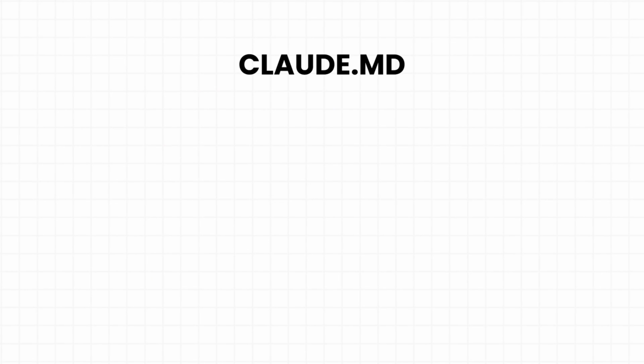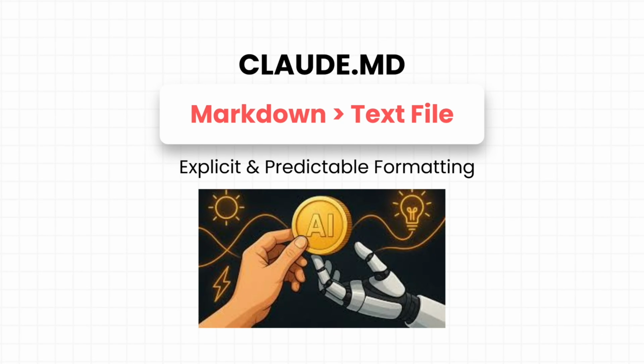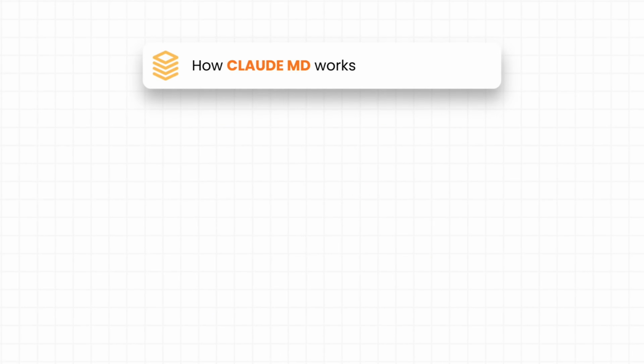Sharing something out of topic, the reason AI agents favor Markdown format instead of a text file is because Markdown format is explicit and has predictable formatting, which prevents AI models from wasting tokens on unnecessary styling while ensuring they output clean and structural data. Coming back to how Claude.md works in your prompting process.